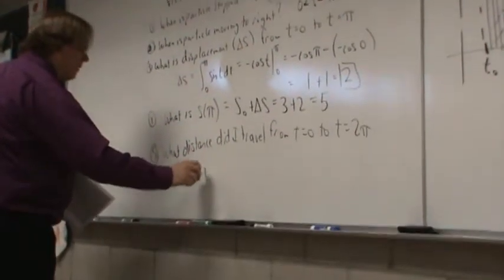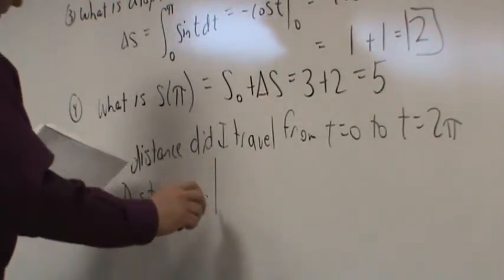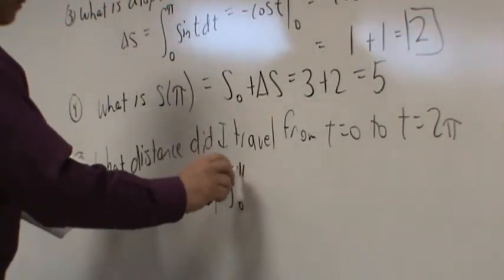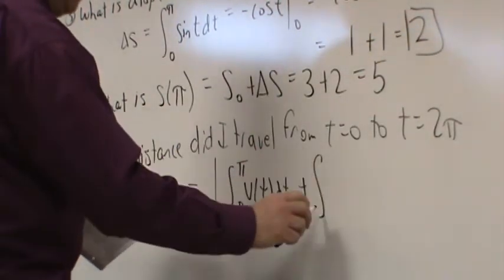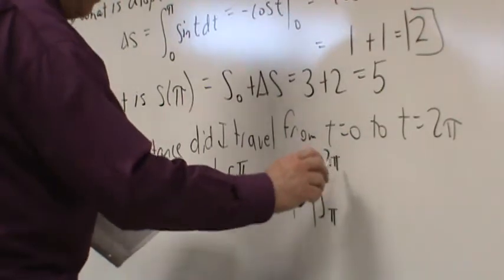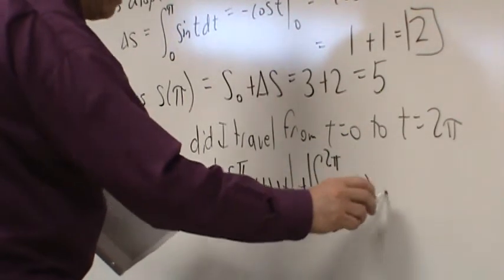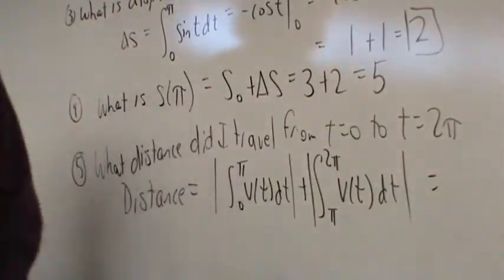I would have that distance equaling the absolute value of the integral from 0 to pi of v of t dt plus the absolute value of the integral from pi to 2 pi, just to make sure everybody's positive, because I just want distance, and distance is positive. So yeah, I would just go that.